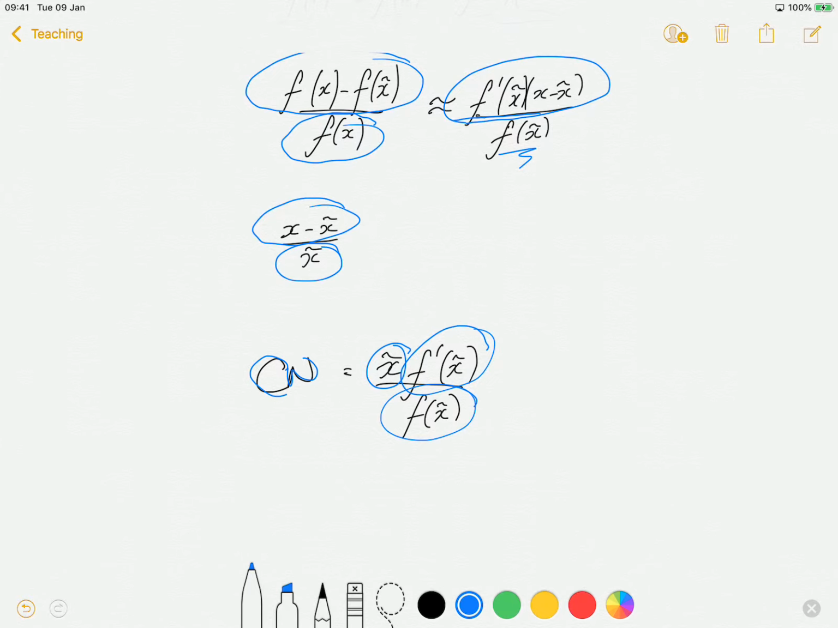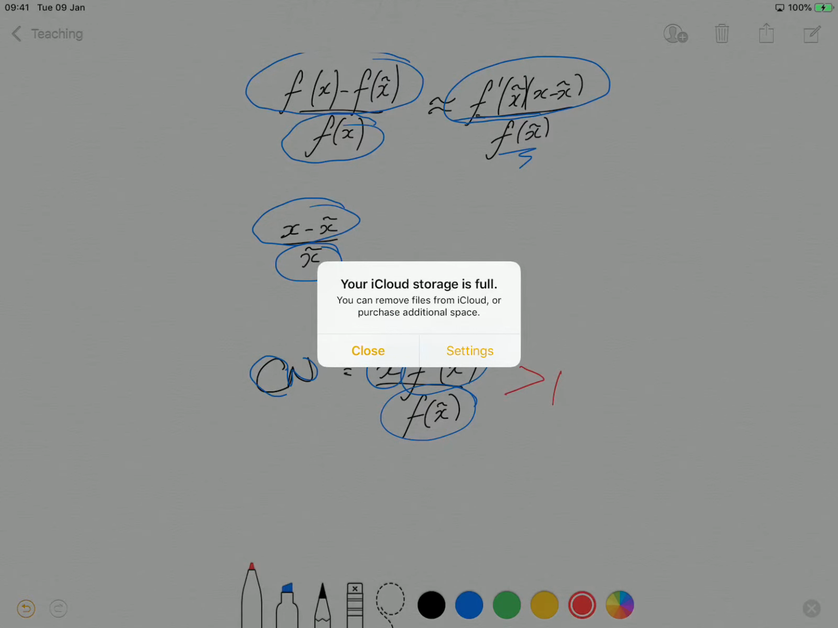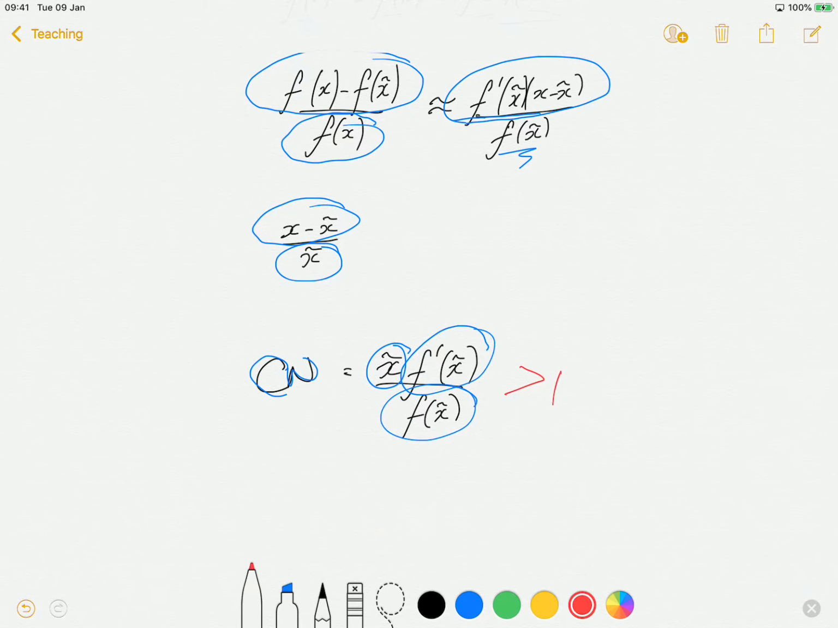So we can explore this quantitatively by saying that if the condition number is greater than 1, then our relative error is amplified. Whereas if it is less than 1, then it's been attenuated. Now, if the condition number is significantly large, we refer to that function as being ill-conditioned. So let's explore this again with another example.